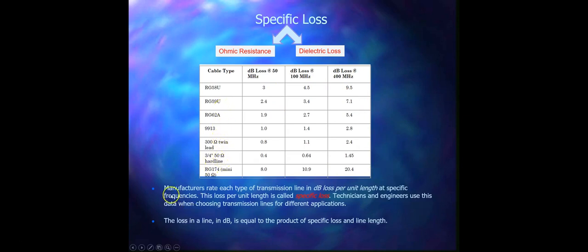Let's read here. Manufacturers rate each type of transmission line in dB loss per unit length at specific frequencies. This loss per unit length is called specific loss. Technicians and engineers use this data when choosing transmission lines for different applications. Depending upon what you are working on, you will see the losses corresponding to the cables, and then choose the cables for your application. Next it says the loss in a line in dB is equal to the product of specific loss and line length.